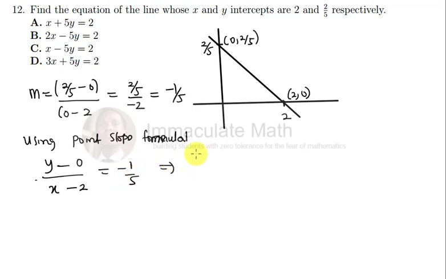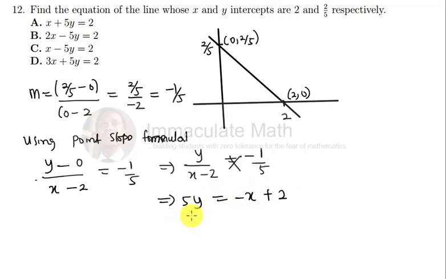So that means I'm going to have y all divided by x minus 2 equal to minus 1 over 5, right? So if I cross multiply, that means I'm going to have 5y equal to, this is negative x, then plus 2.